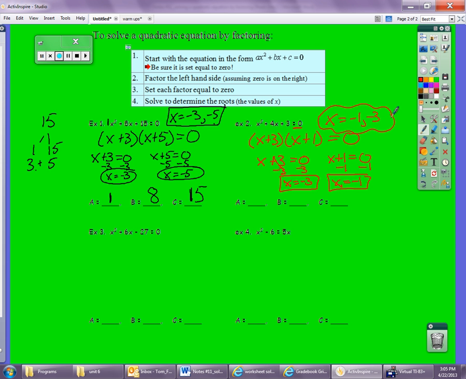And then going back to the a, the b, and the c. A is in front of x squared, so this is my 1. B is in front of x, this is 4. And c is my constant, which is 3.